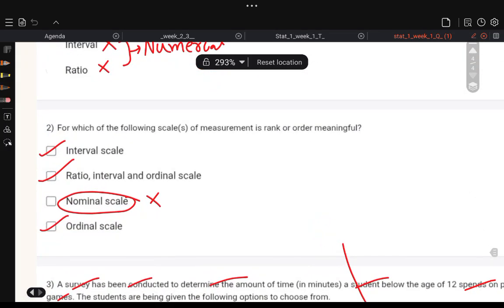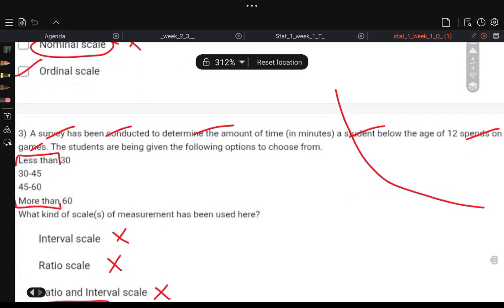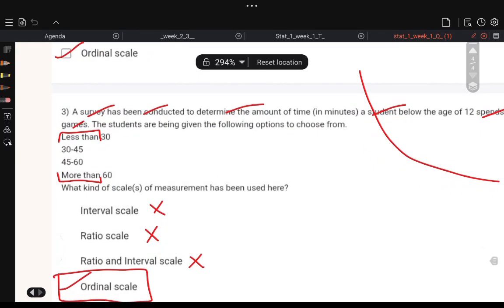Second one is the order and rank is meaningful. Except the nominal data, in all the three cases, the order is meaningful, right? So ratio, interval, and ordinal scale, except the nominal. And see, here is the example I was talking about. Less than 30, more than 60. One can think interval, but the answer is ordinal.